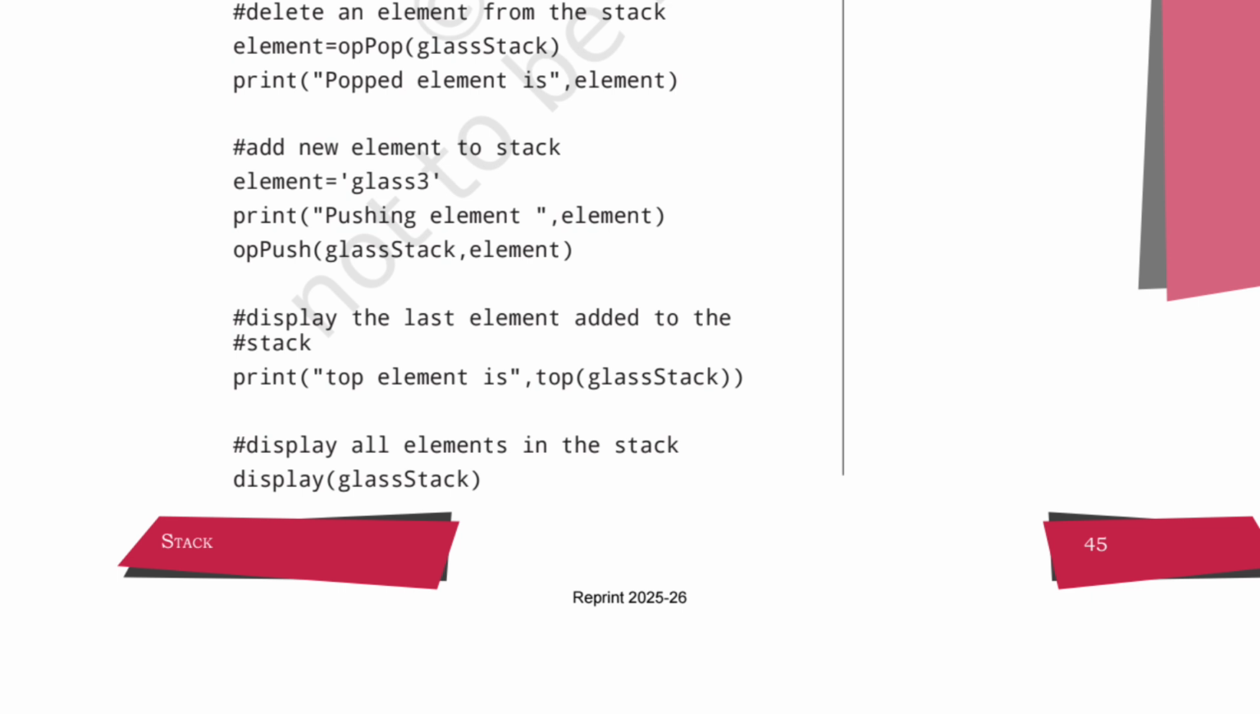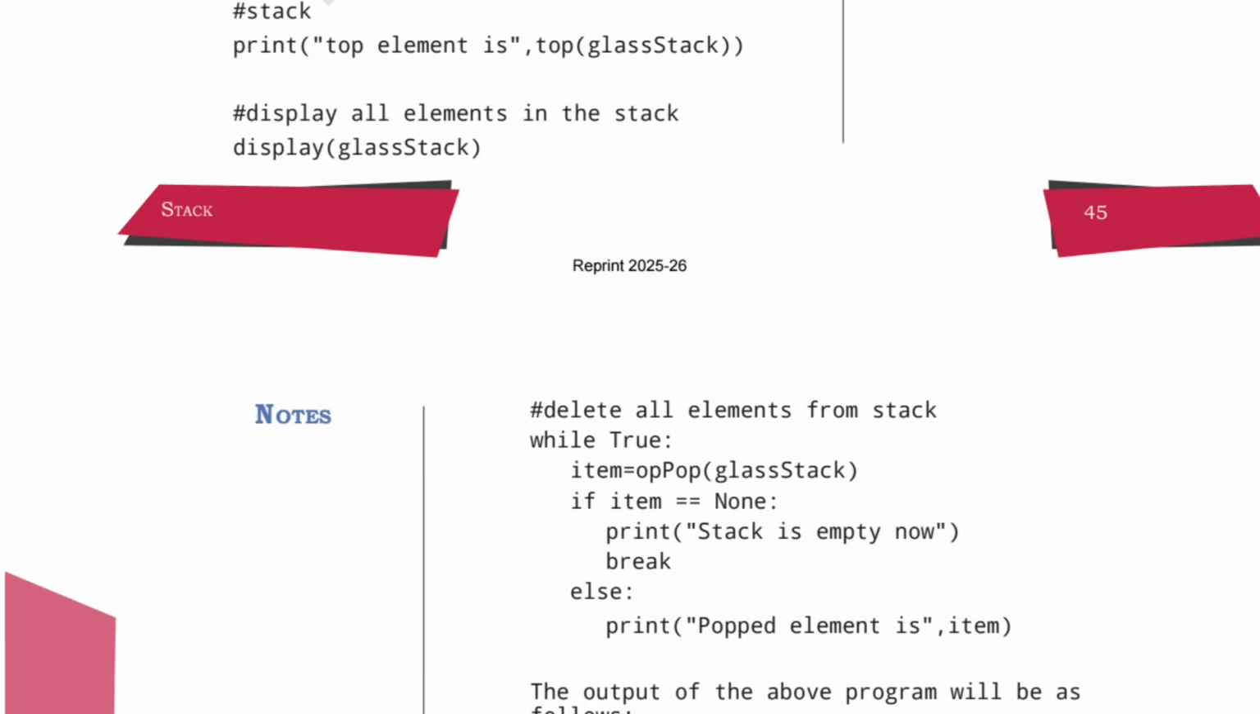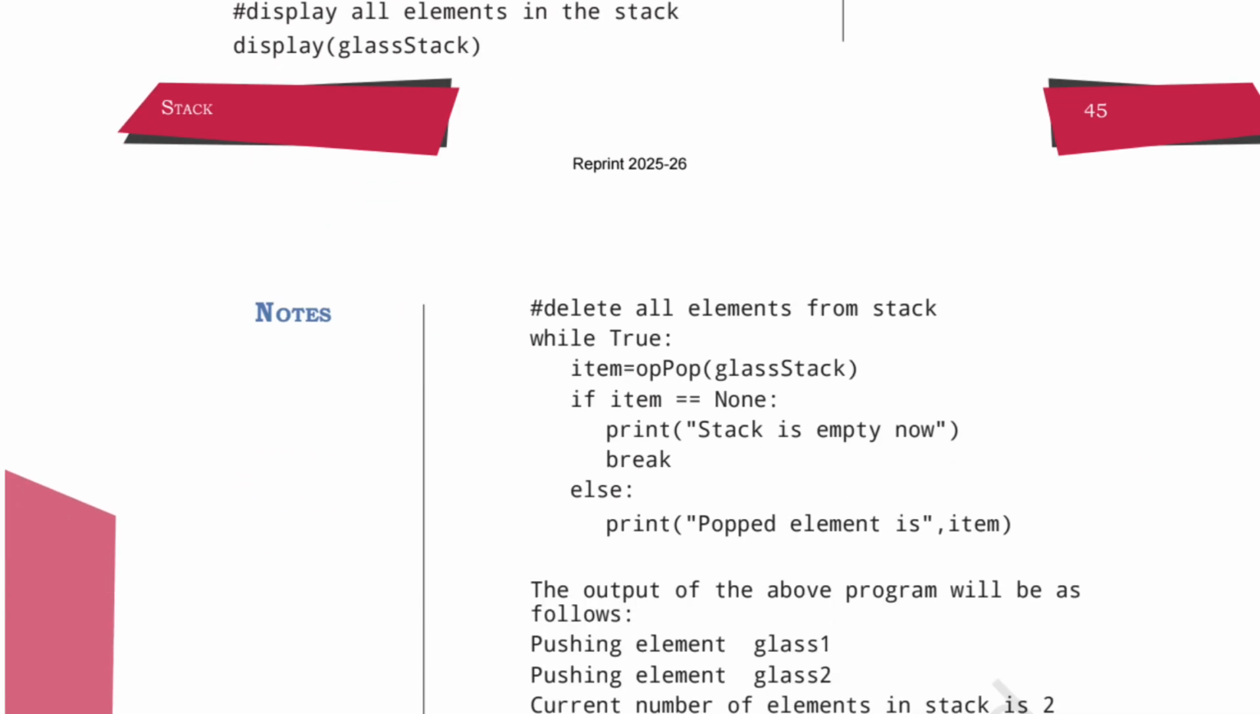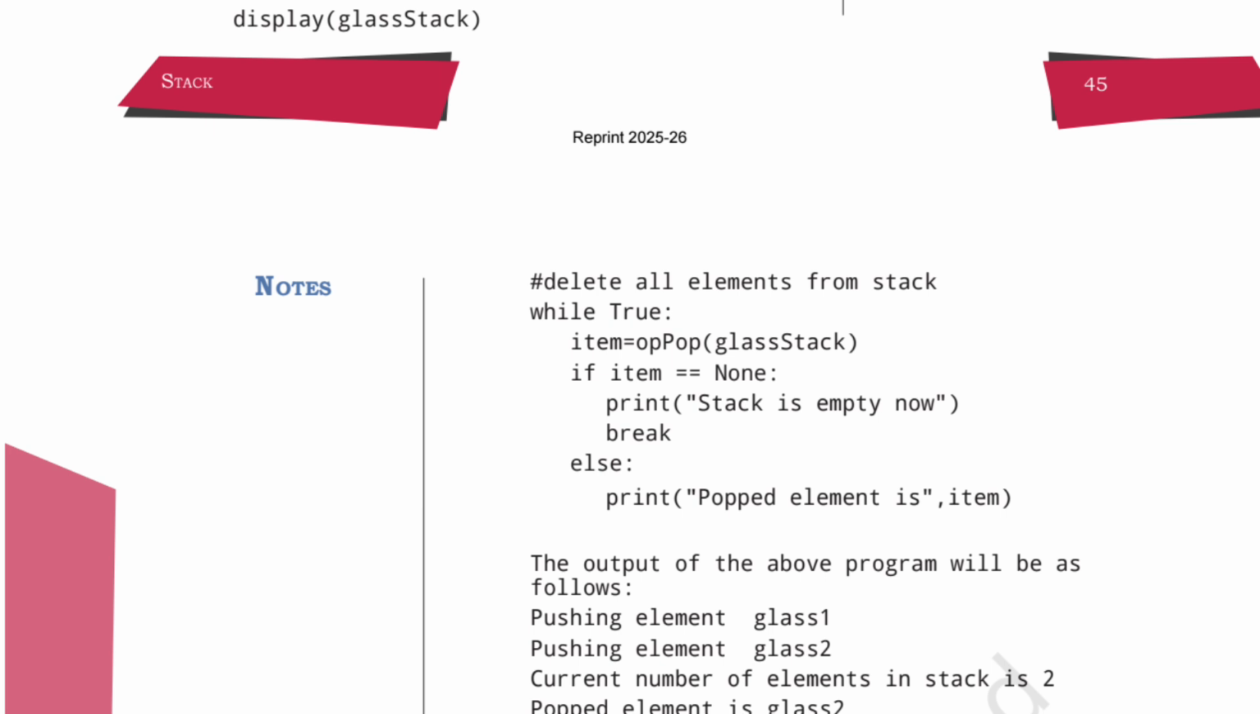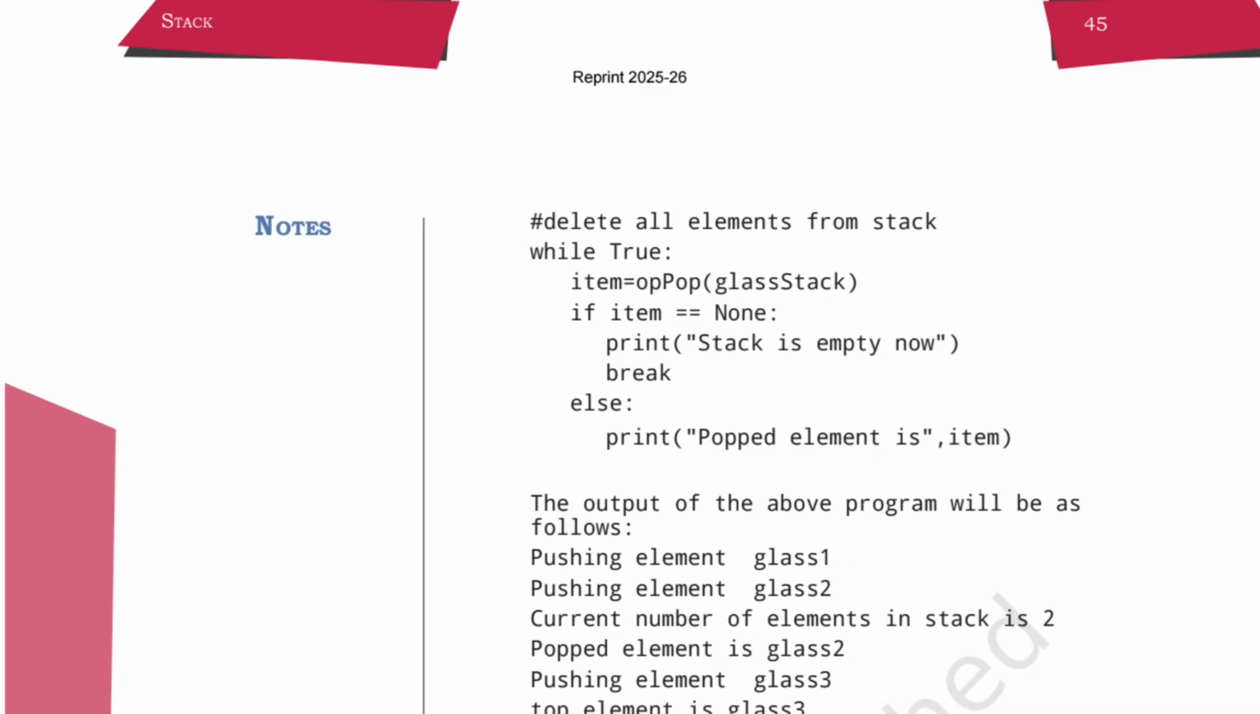So lastly, for the top element we are just printing the top of the glass stack, and all the elements in the stack will be displayed, that is display(glass_stack). After that, delete all elements from the stack. We are deleting all elements from the stack. So while True, atom equals op pop(glass_stack). If atom is None, print stack is empty now.